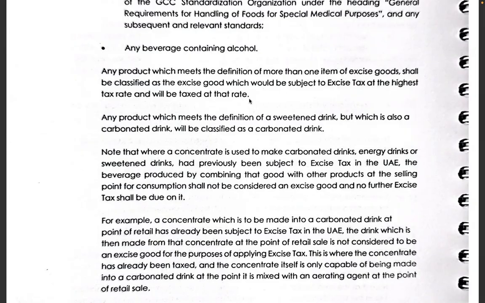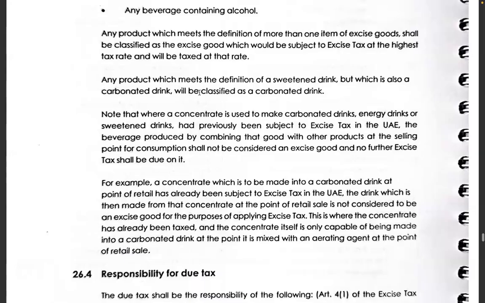So there will be two different options. One has a higher excise tax rate, one has a lower excise tax rate. So the higher tax rate will be applicable. That's the meaning of it. Any product which meets the definition of a sweetened drink, but which is also a carbonated drink, will be classified as carbonated drink. So if something meets the definition of both carbonated drink and sweetened drink, then it will be treated as carbonated drink.